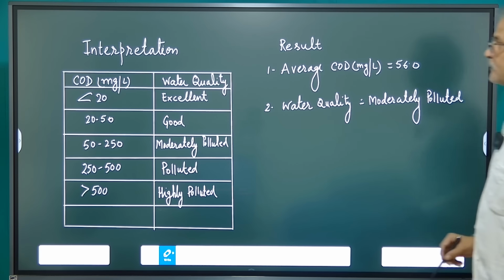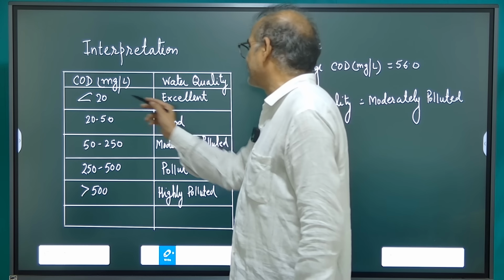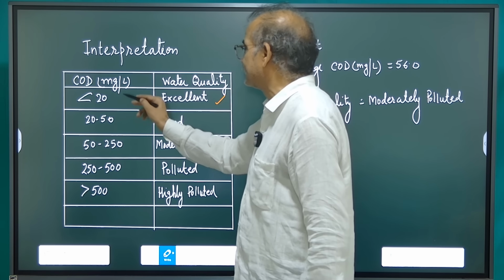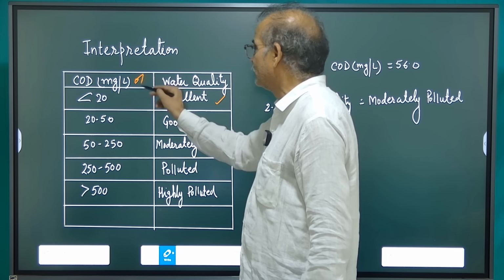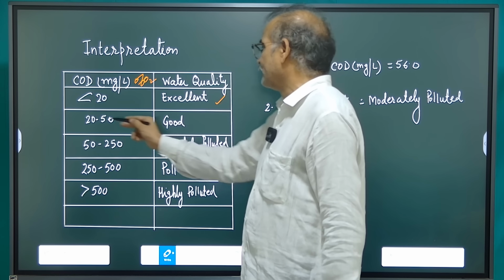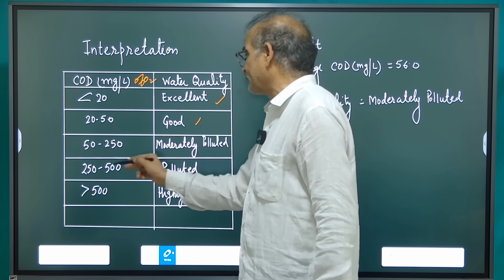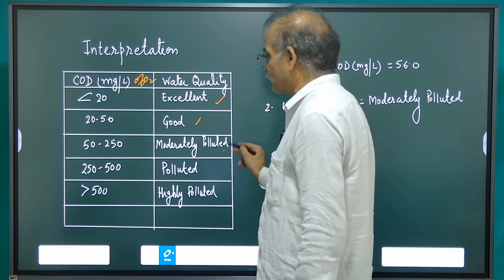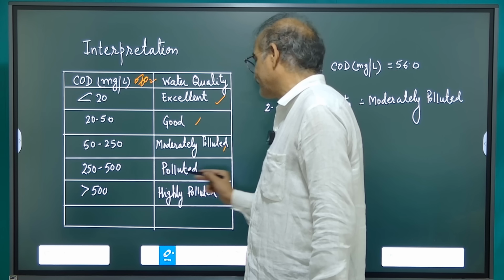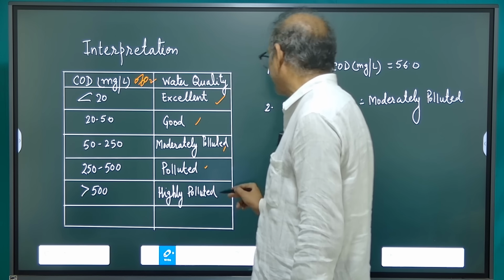So, interpretation: COD in milligram per liter of O2, if it is less than 20, very excellent. If it is less than 20 to 50, good. 50 to 250, moderately polluted. If it is 250 to 500, polluted, and greater than 500, highly polluted.